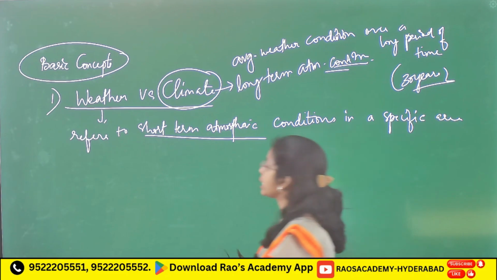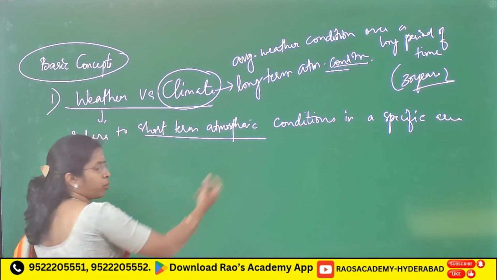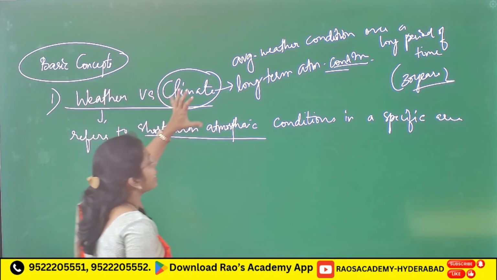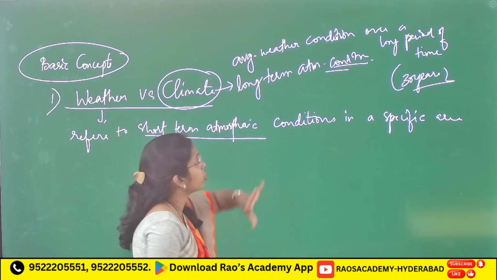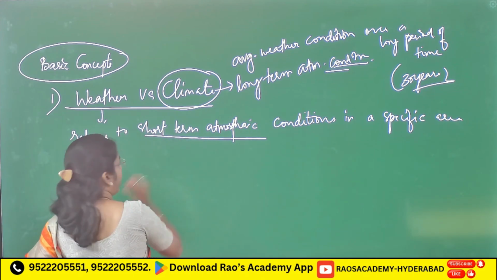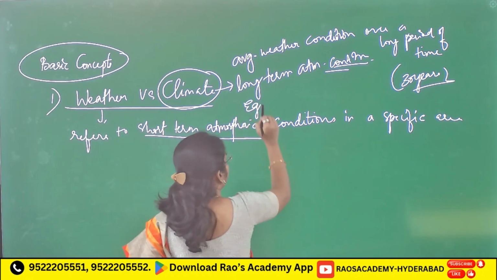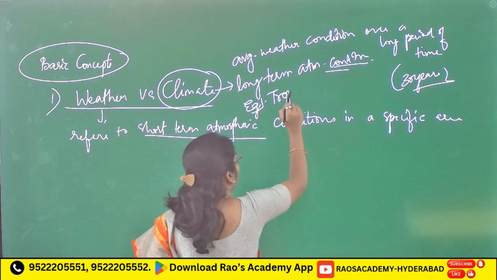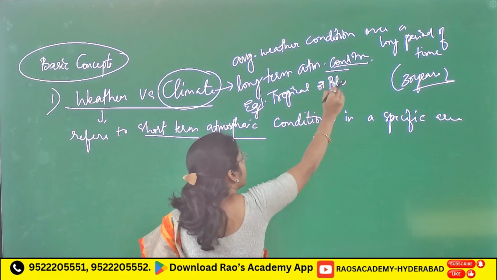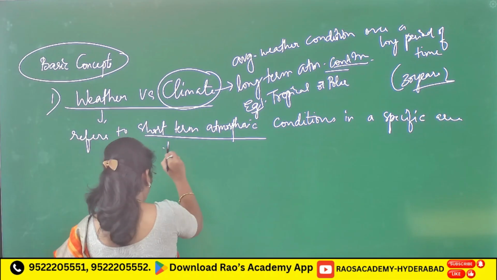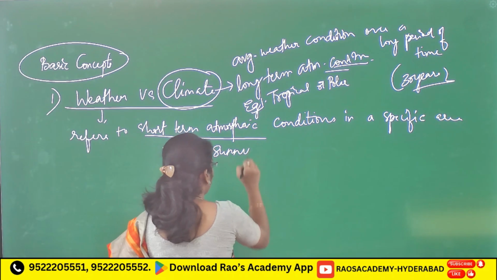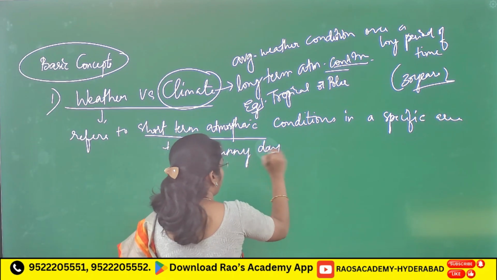In weather, you will see day to day changes, short term atmospheric conditions in a specific area. But under climate, it is the average weather condition over a long period of time. For example, tropical climate or polar climate. Under weather, what you will see? A sunny day, very hot, or a foggy day.